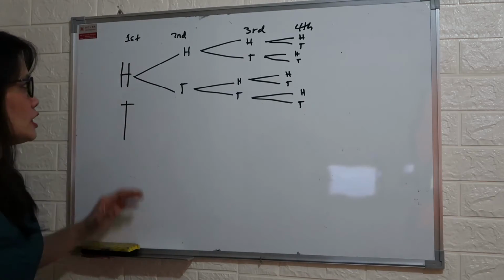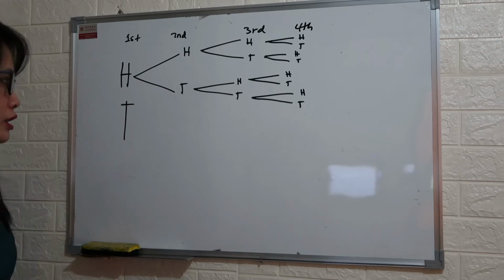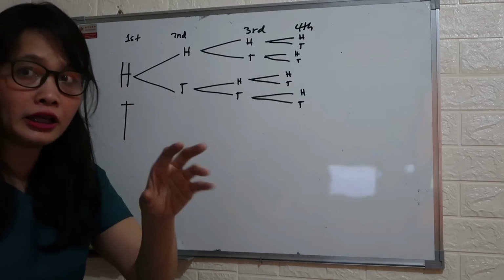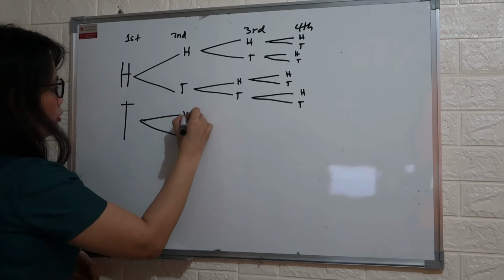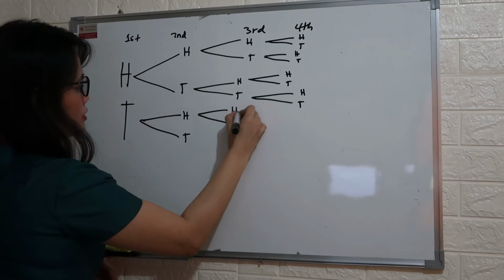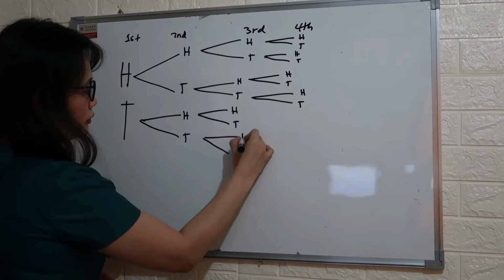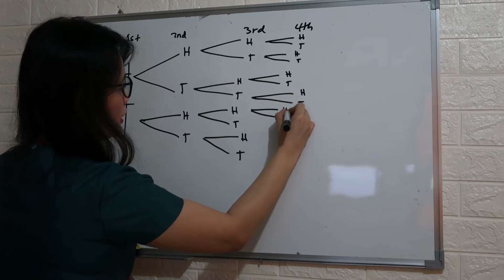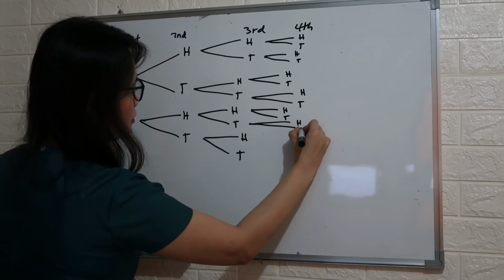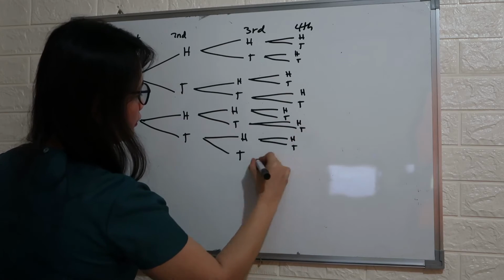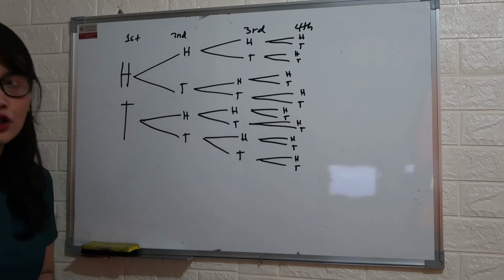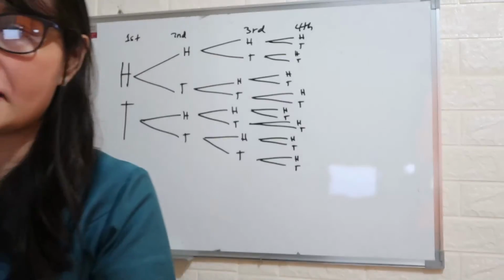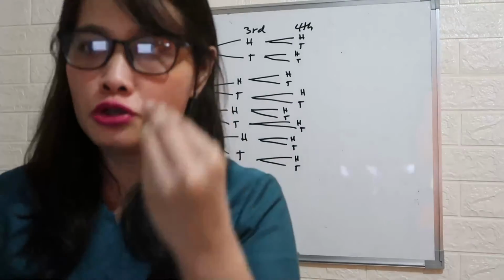Next, if the first coin is tail, what will be your second coin? Your second coin can be head or tail. Head, tail for the third coin, and then head, tail for the fourth. After we construct a tree diagram, you can now identify the possible outcomes.